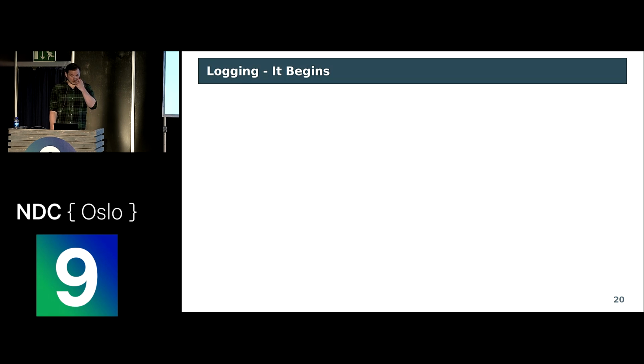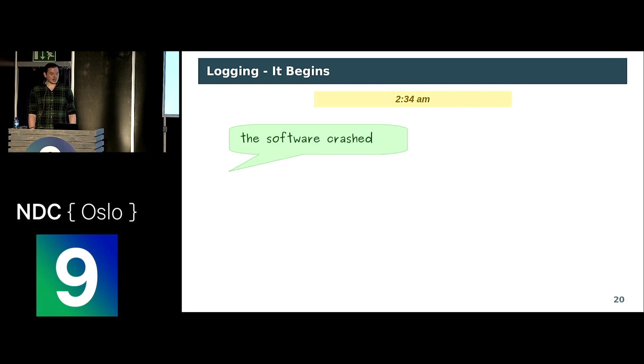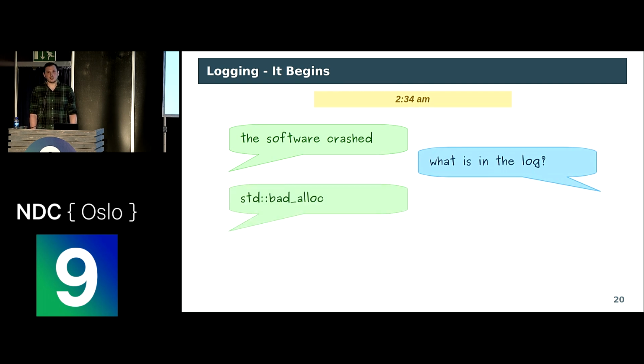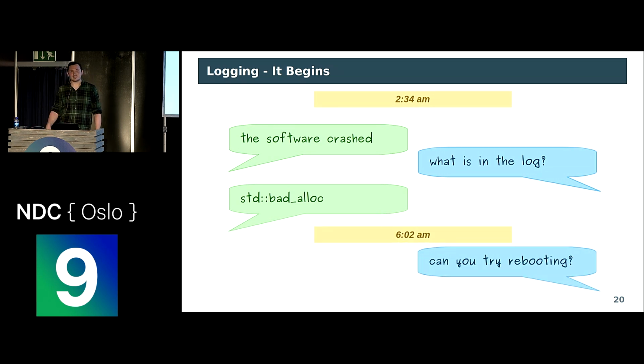So logging. How it begins. You'll get some message at some awful time of the night saying your software has crashed. And you'll ask, why has it crashed? What's in the log file? And they'll tell you, oh, std::bad_alloc. Great. What do I do now? Well, at some point you'll probably ask them to reboot the server, and then that might fix the problem.